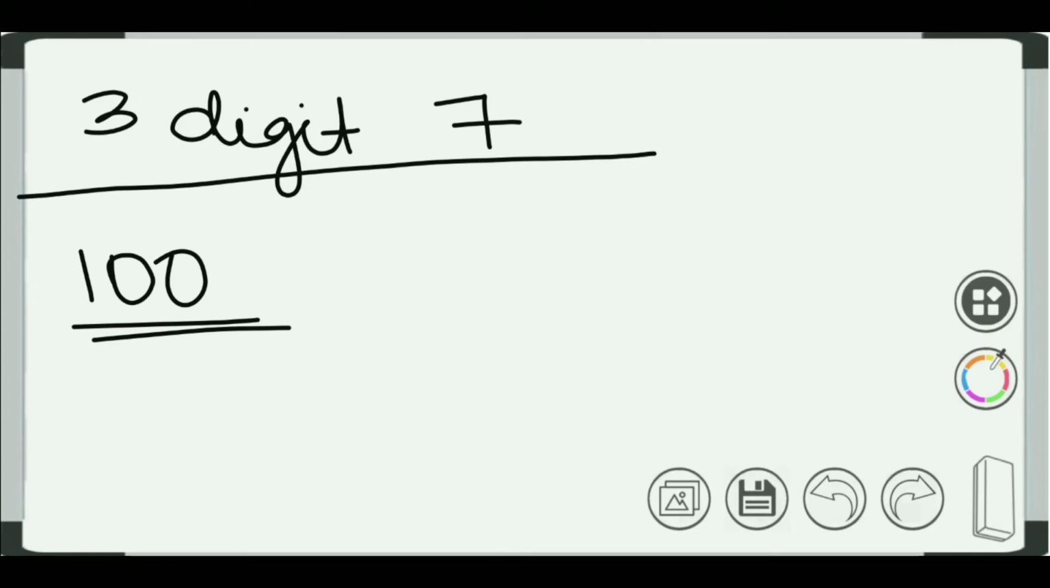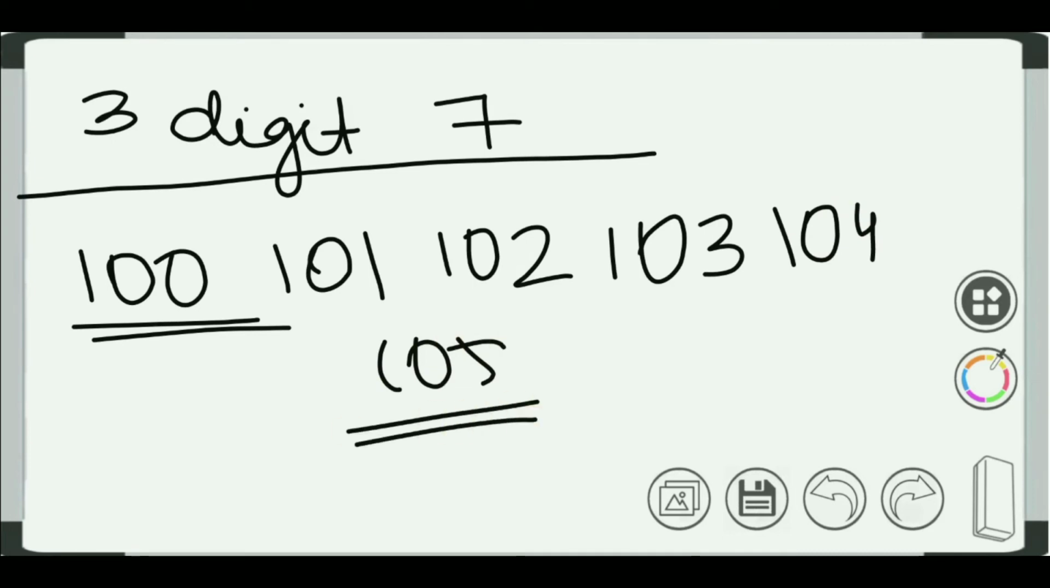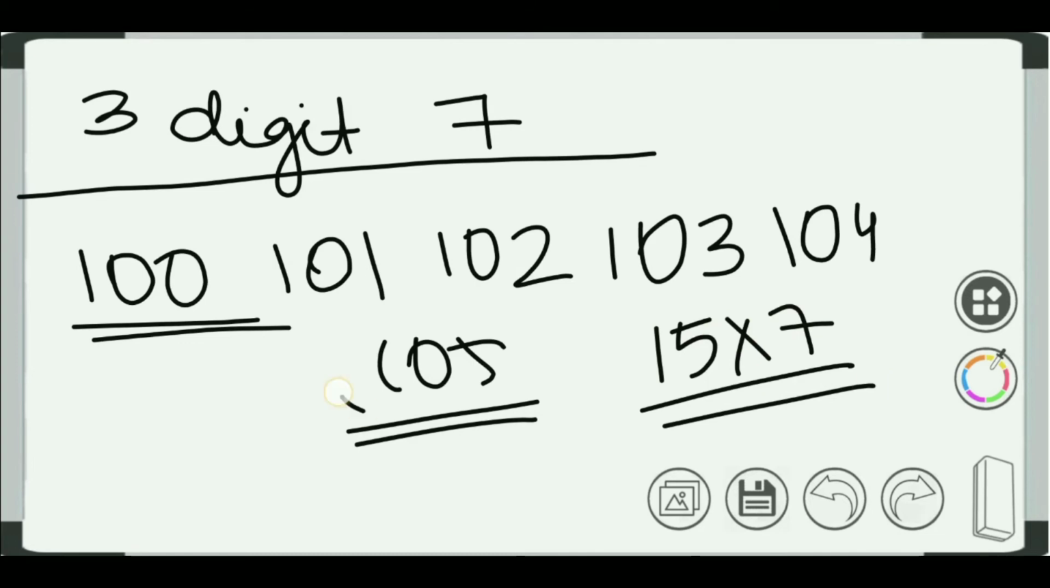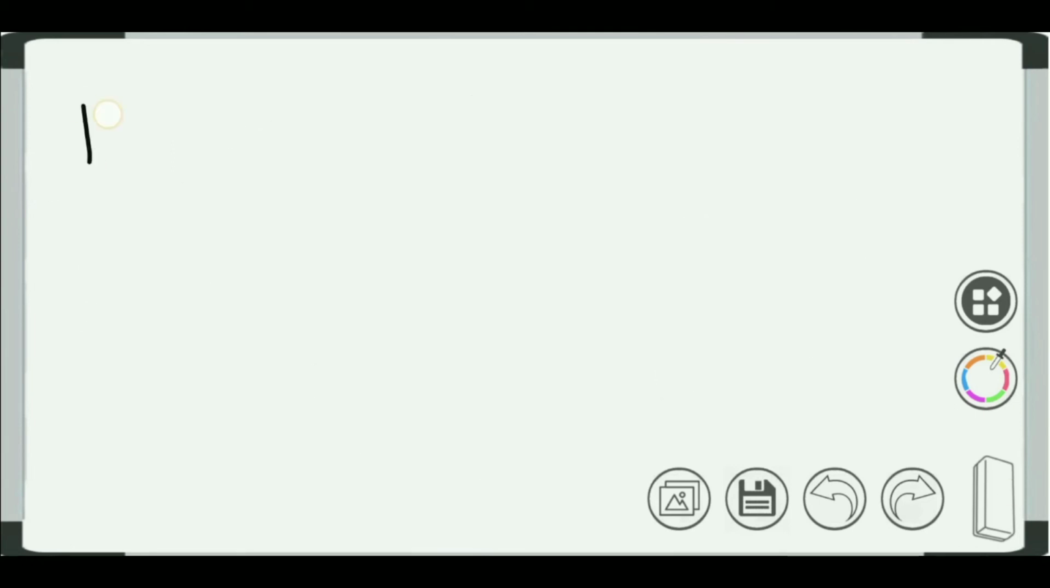So is 100 divisible by 7? No. Check 101. Is it divisible by 7? No. So when you check, you'll get 105 is divisible by 7. Right? 105 divided by 7 is 15. See, 15 into 7 is 105. So the first 3-digit number which is divisible by 7 is 105. So you can take your first term as 105.